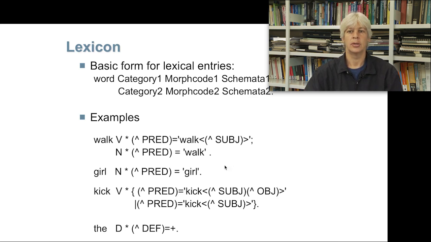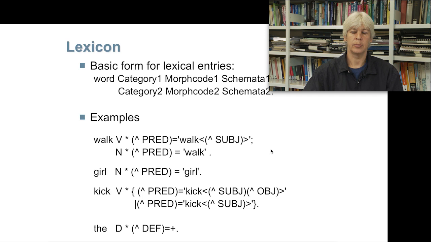The other entries we've got here are girl and kick. Kick is a verb, and kick in English could be either transitive, so have a subject and an object, or intransitive, and then it would just have a subject. What you also see here is the disjunction. This curly bracket followed by this straight line, followed by another curly bracket, means either this part, kick with subject and object, or that part, kick with just a subject. We'll be using that a lot. And here's a little entry for the. This is a functional element. We've called it a determiner, and we've just said DEF plus. This again is an oversimplification, but it'll do for our purposes right now.